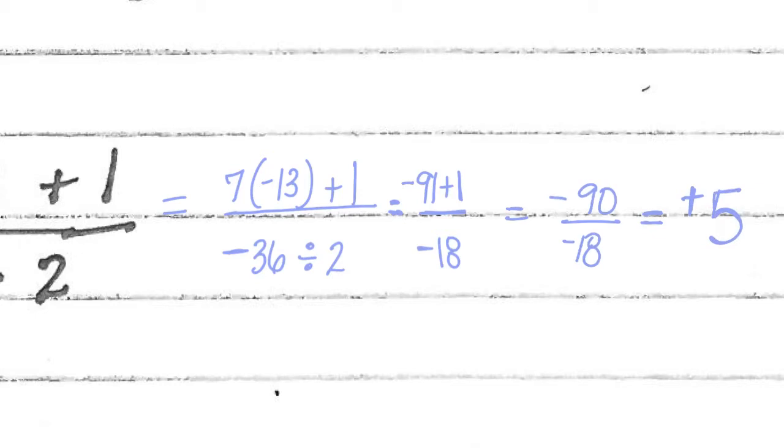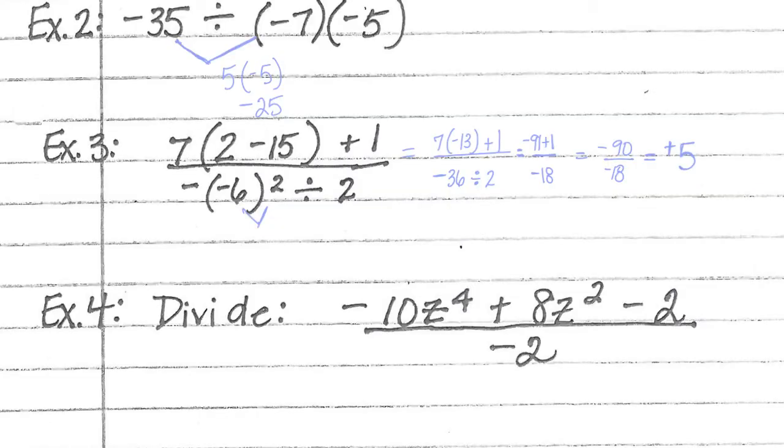Okay, so remember, we have this trinomial, and we are dividing a trinomial by a monomial. A trinomial means it has how many terms? 3. A monomial means it has how many terms? Now, I would prefer if you take this trinomial and actually divide it 3 times. So it's saying take negative 10z to the 4th over negative 2, and then add 8z squared over negative 2, and then subtract 2 over negative 2.